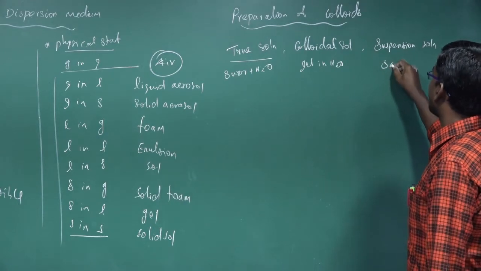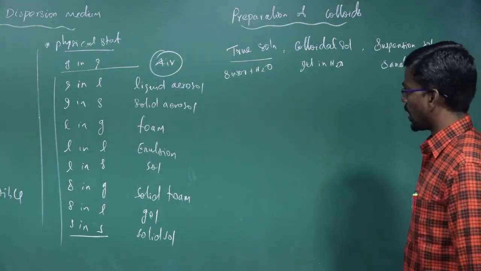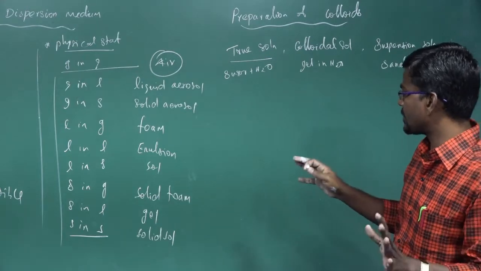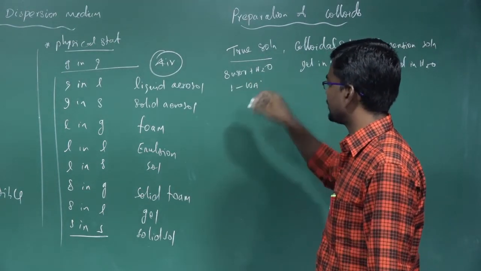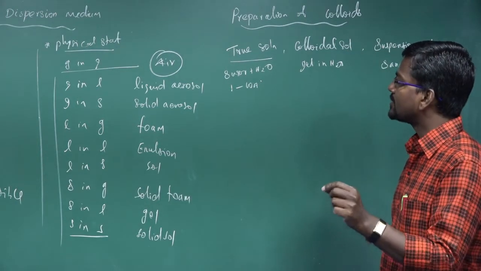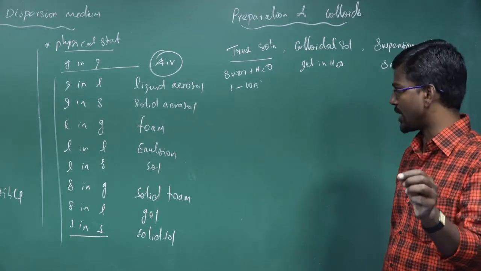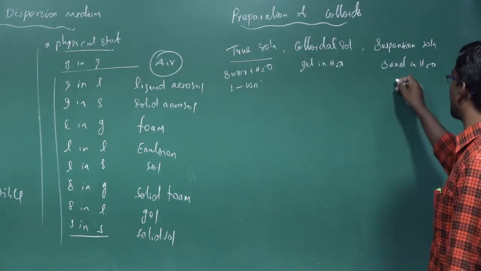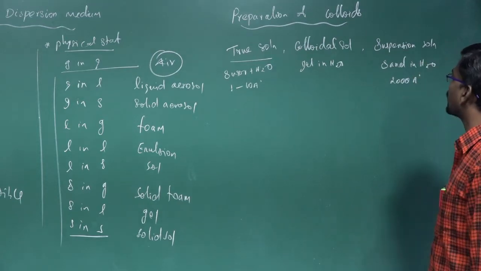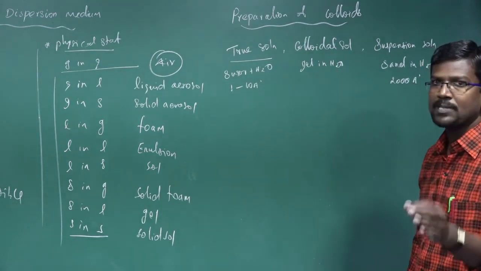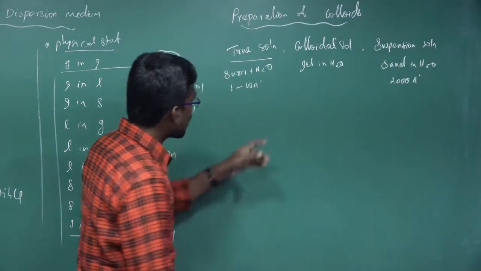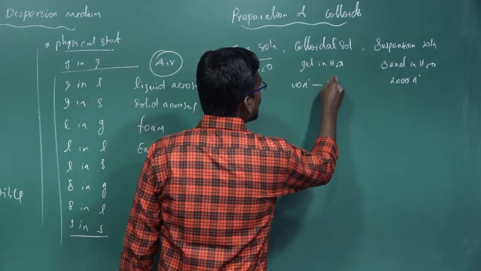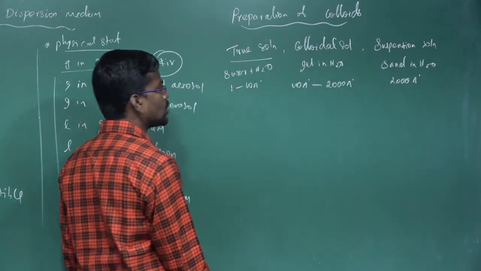Suspended solution: sand in water. A true solution contains dispersed particles with a very small diameter, ranging from 1 to 10 Angstrom. A suspension solution contains dispersed particles with a diameter of more than 2000 Angstrom. A colloidal solution contains dispersed particles whose size ranges in between, from 10 Angstrom to 2000 Angstrom.